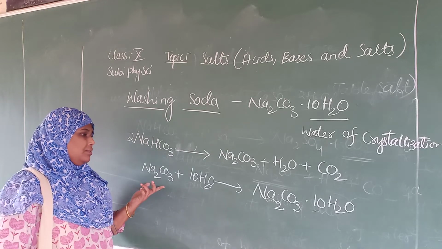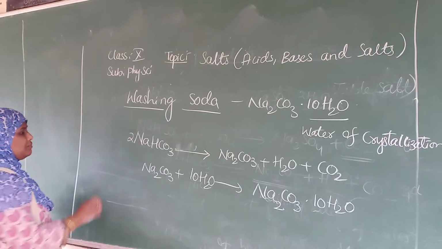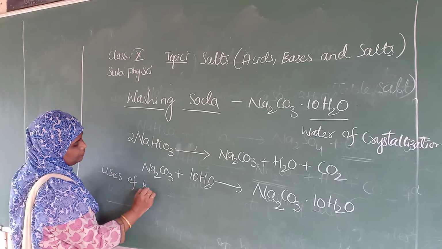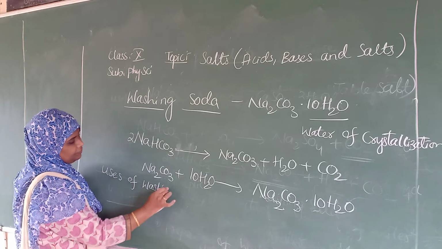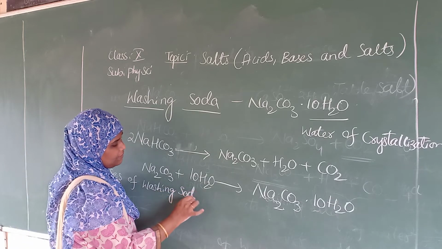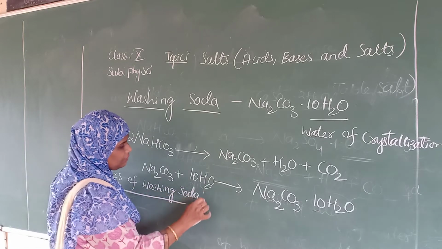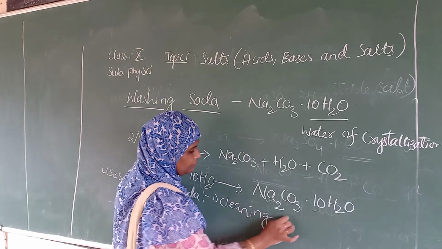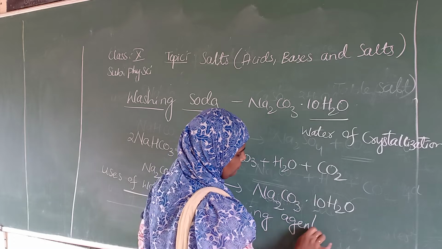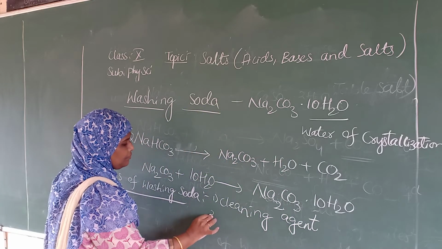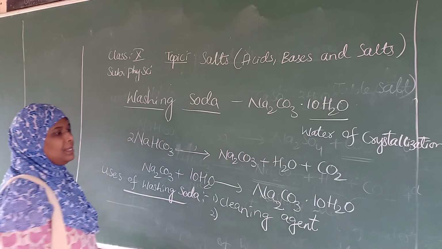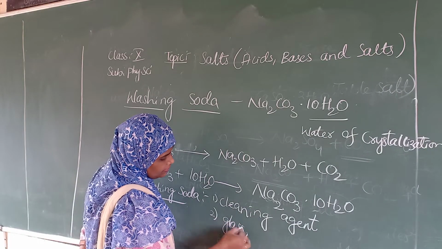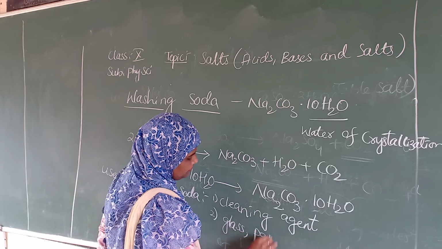Okay, so let us see the uses of washing soda. The name itself says it is used as a cleaning agent. Next, it is used in the manufacture of glass and paper.